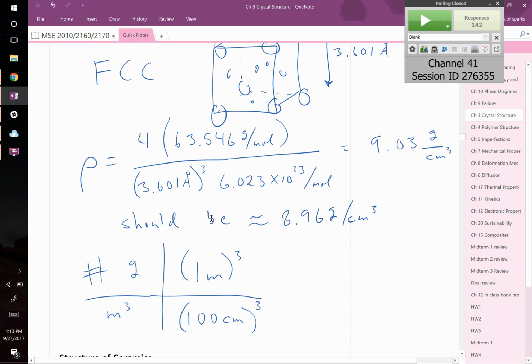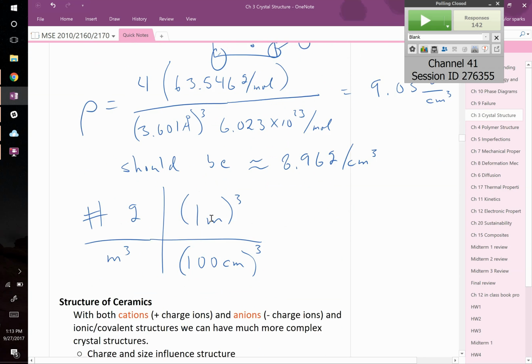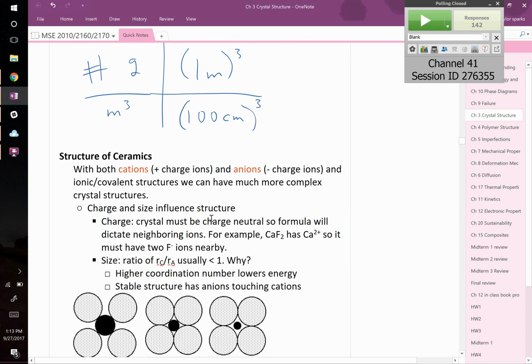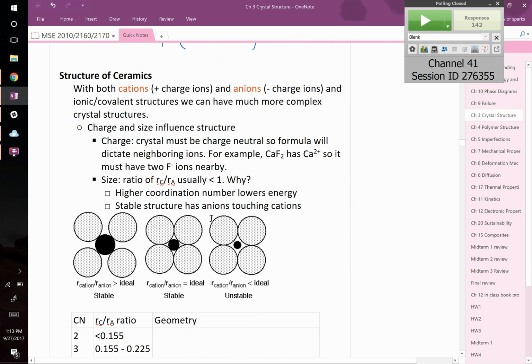So being able to calculate theoretical density from crystal structure, guarantee it will be on the next midterm. And probably for a more complex thing, not just a single metal. It'll probably be for a compound. Speaking of compounds, let's talk about ceramics.